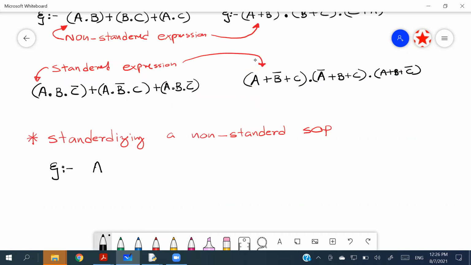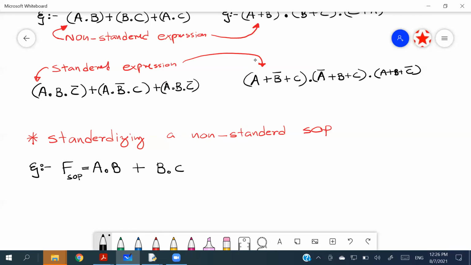So I'll take A dot B plus B dot C, right? Let's take this as F equals. Then, to indicate that it is an SOP, we write F SOP equals A dot B plus B dot C. So now we can understand this is a non-standard one. The first term is missing C and the second term is missing A.